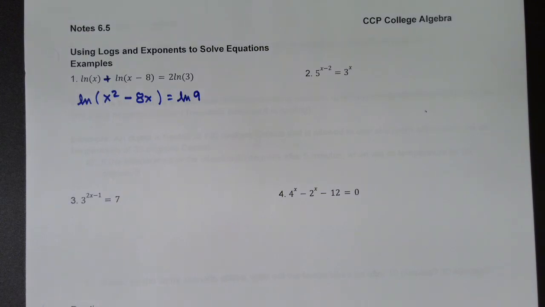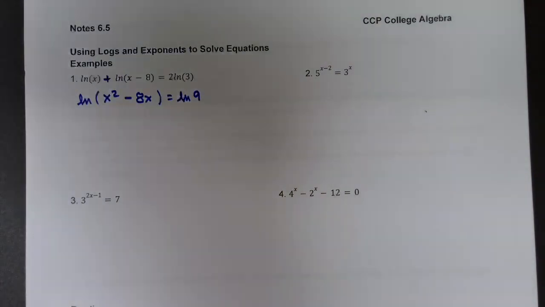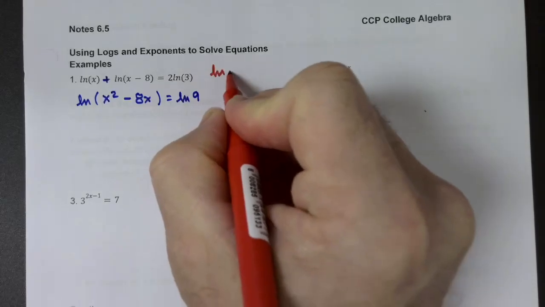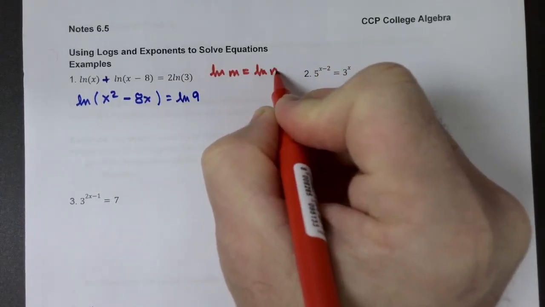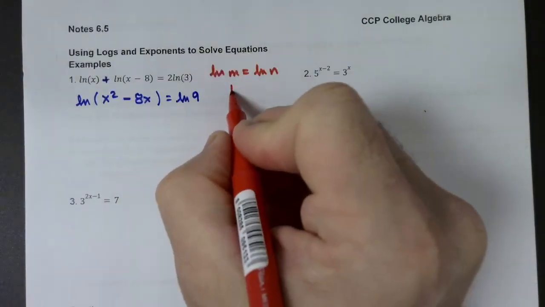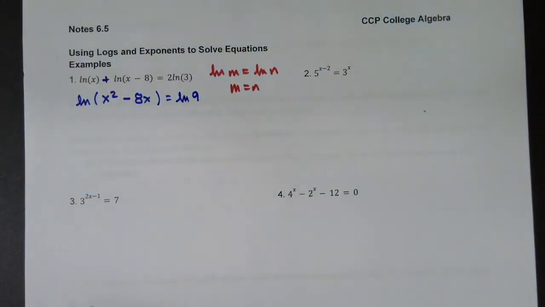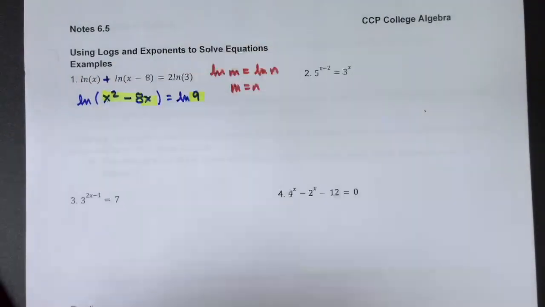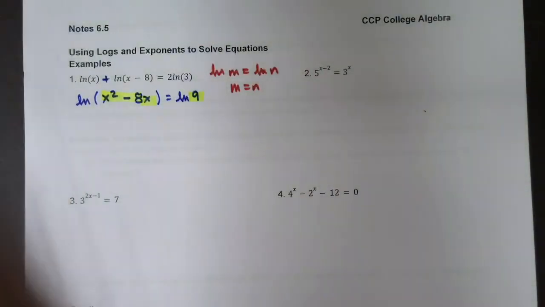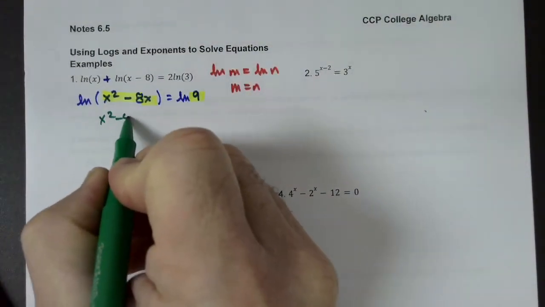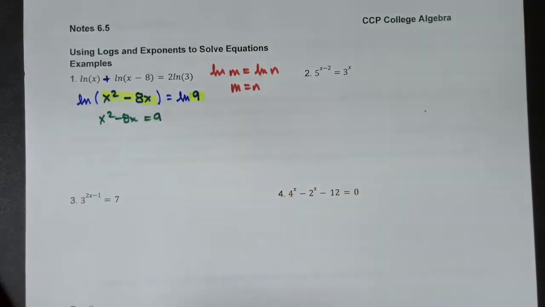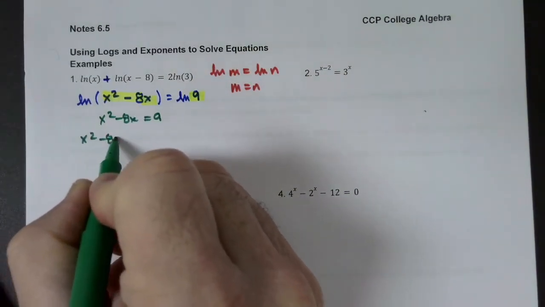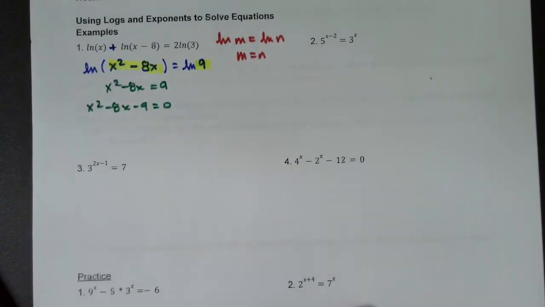So we've already applied 2 log laws, and then we can also even apply that log law that says if I have the natural log of something, say m, and the natural log of something n, then the only way these can be equal is if m equals n. So let's just take this inside here and set it equal to the inside over there. When we do that, we'll end up with x squared minus 8x equals 9. Subtract the 9 from both sides. X squared minus 8x minus 9 equals 0.